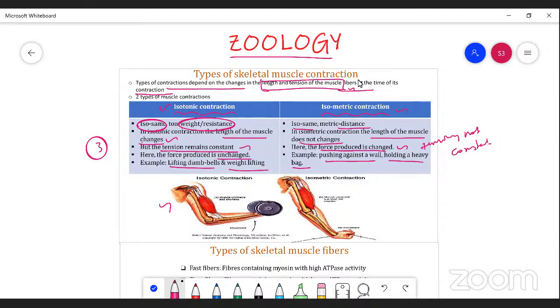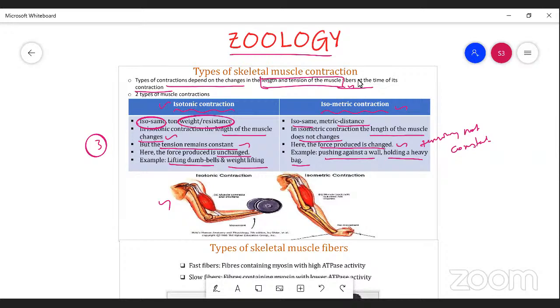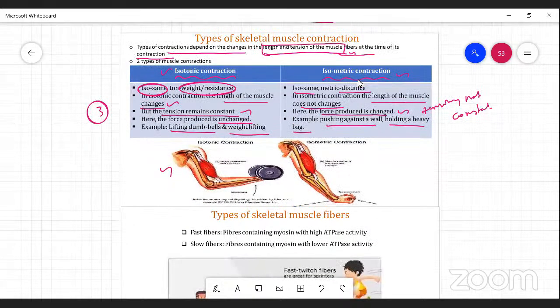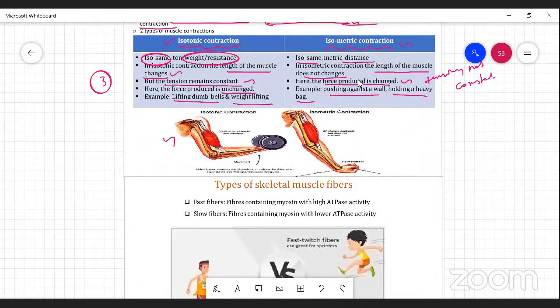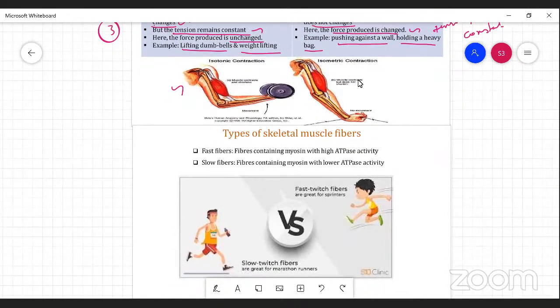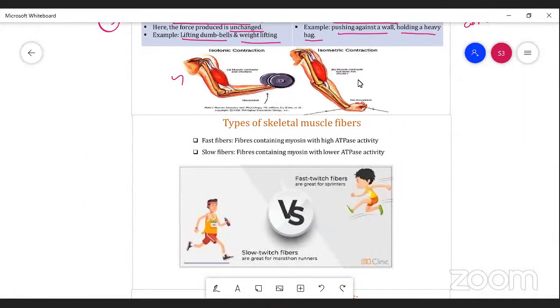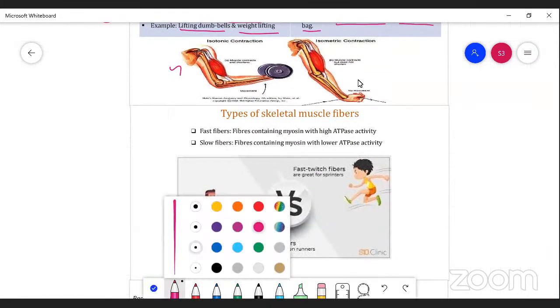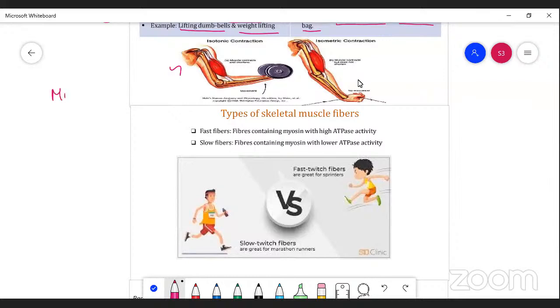Okay, so next one, types of skeletal muscle. The types of skeletal muscle are based on the myosin. You know what is myosin? Myosin is a protein present in the muscle. Myosin is one of the protein substances which is present in the muscle. You already studied in the structure of the muscle that two types of proteins are present.